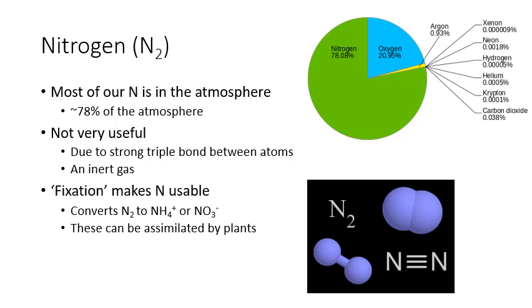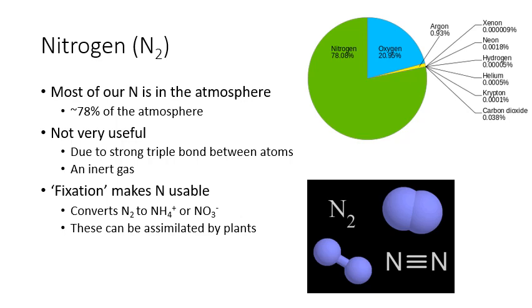The real issue with this is that the nitrogen gas in the atmosphere is not very useful. You can see in the little example in the bottom of how nitrogen gas is. It's got a triple bond between the atoms, which makes it very inert. It's very hard to break down and very hard to react with other elements.